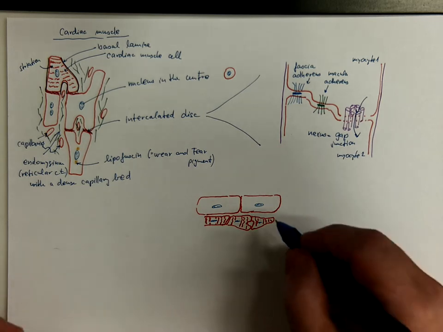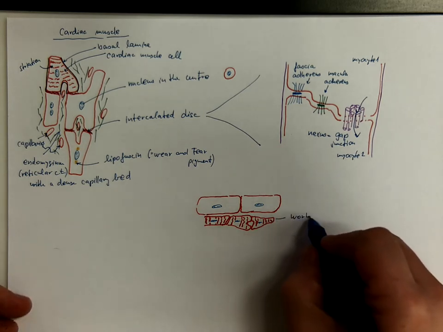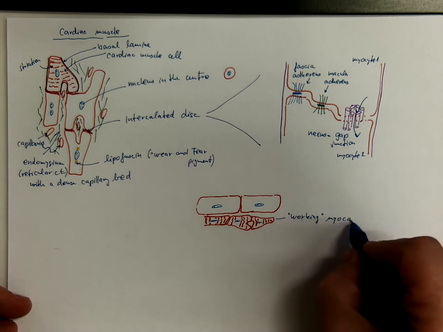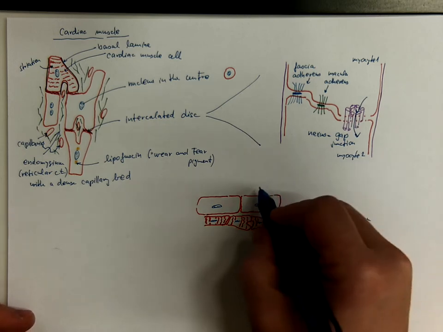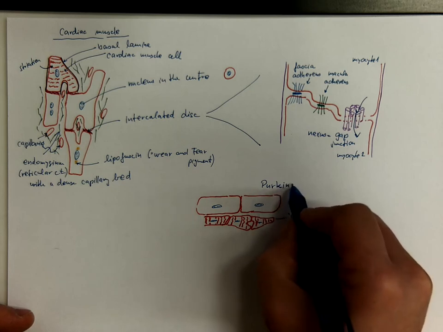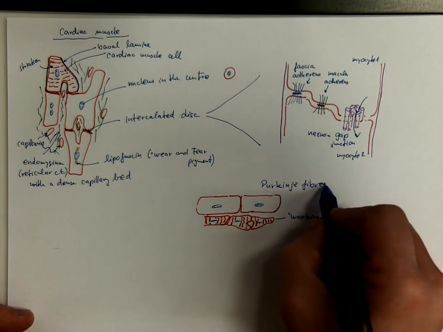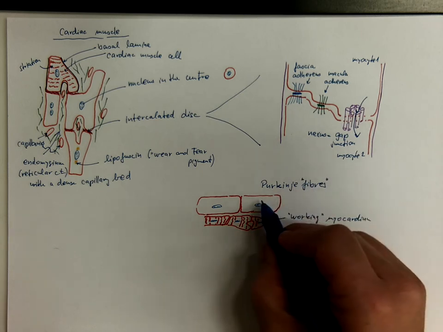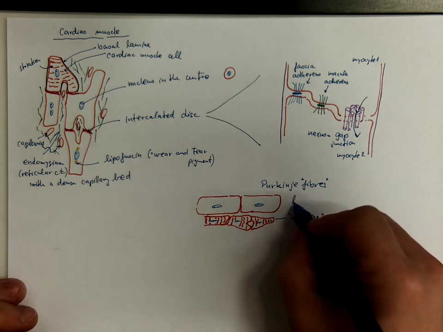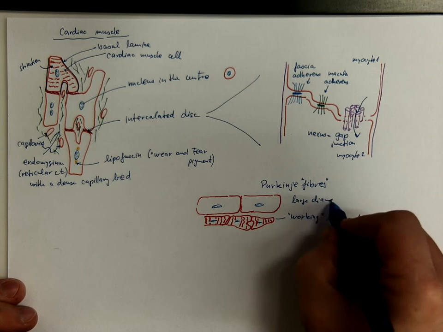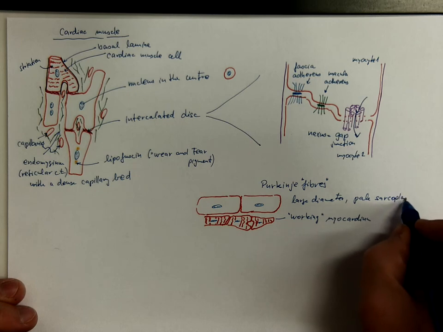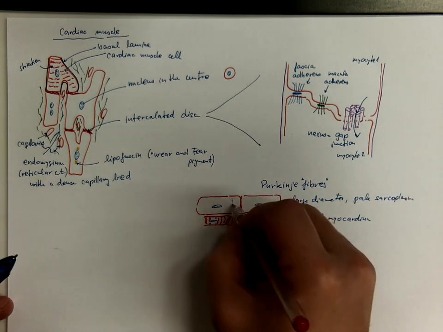So this is the regular, or let's call it working myocardium. And these are Purkinje fibers. Actually, these are not fibers, these are cardiac muscle cells, and they have a large diameter and more pale sarcoplasm, because they have fewer myofibrils.